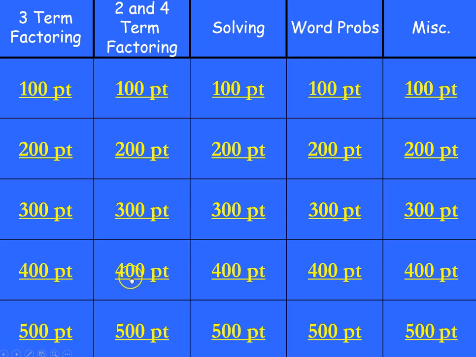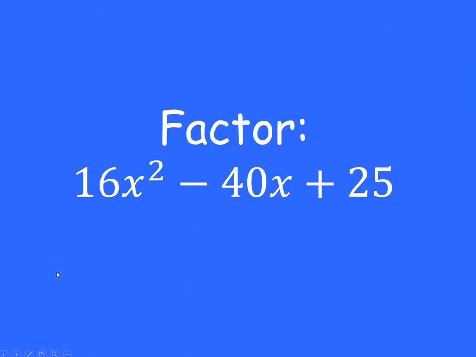Okay, $400 question for three-term factoring. Let's take a look. Factor the following: 6x squared minus 40x plus 25. Go ahead and pause the video, and we'll check your answer in a moment.